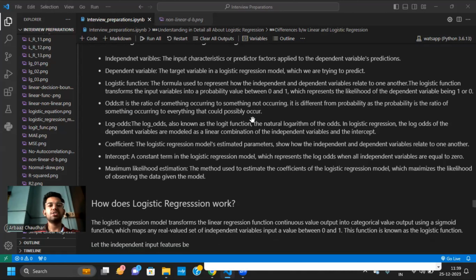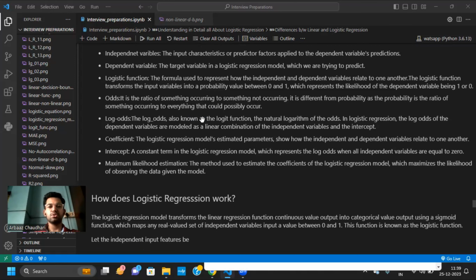And in the odds, something occurring to something not. If the data point is spam, then it couldn't be not spam. So there are two different things, which are odds and probability. And in probability, we find out all the possible things that can happen. So that is probability. Try to understand the difference between both the terms.